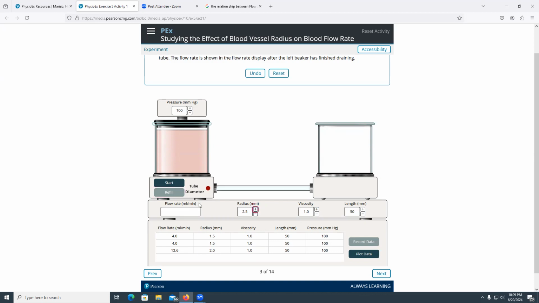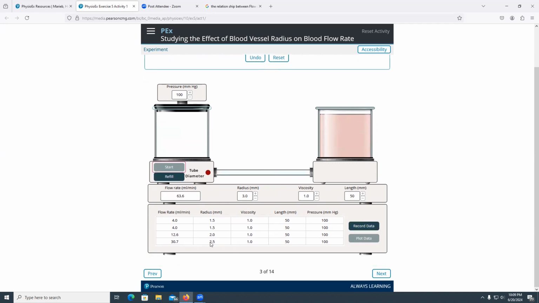So let us now increase it to 2.5 and start. You see the speed increases by 4 times the amount that we increased. Record data. Let's do a refill. Let's again do the 3, then start. You see, now it's by 4 times. You see the flow rate is almost 4 times the radius. Then we're going to refill. Then let's increase it again. Then let's start again. Then let's record data. Let's refill. Okay, I think we got the idea.